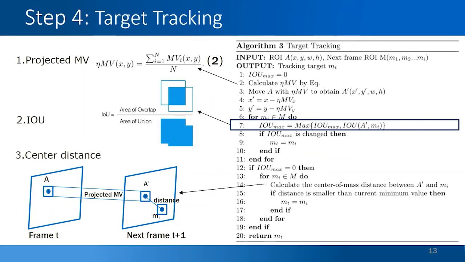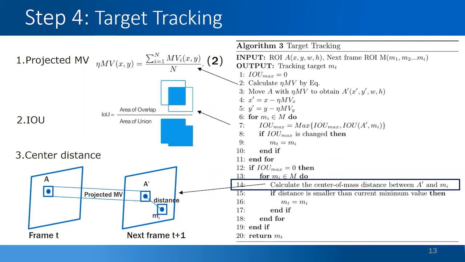In a special case, if IOU is 0, the center distance is used. The example of the center distance method is as follows. We find the minimum value to get the tracking target.